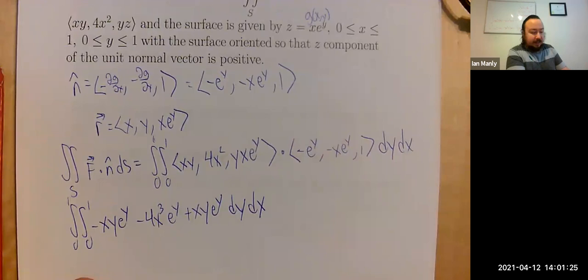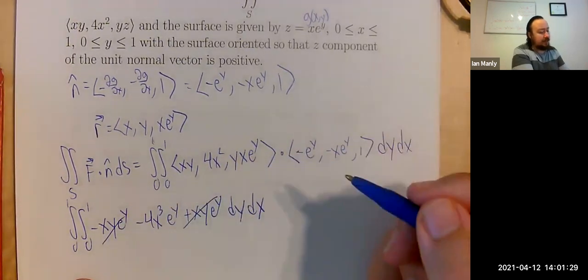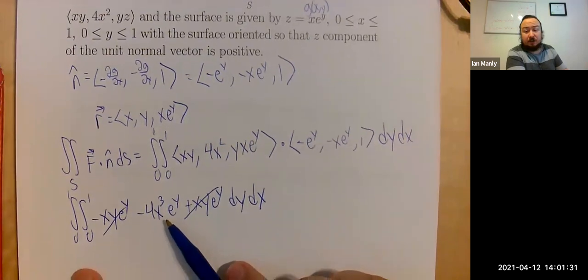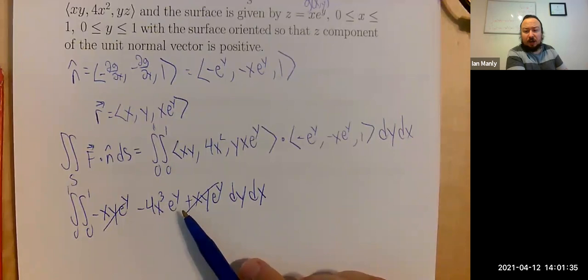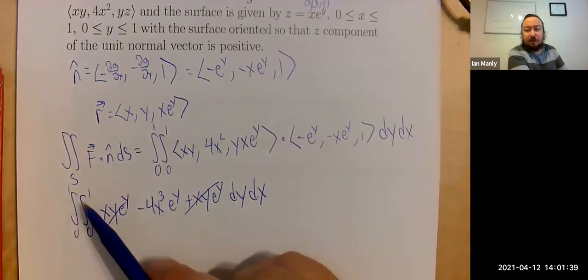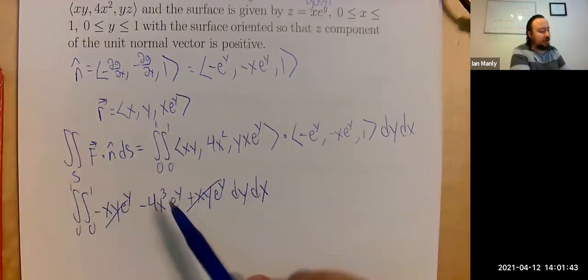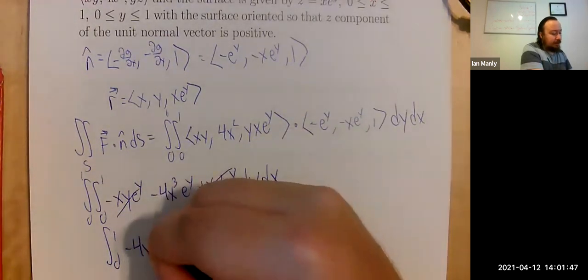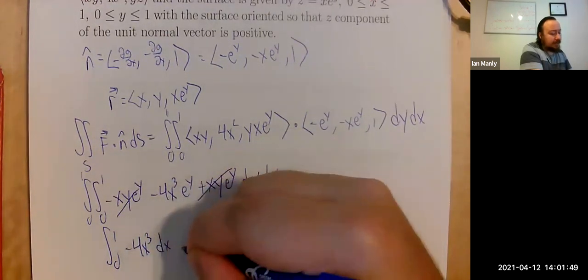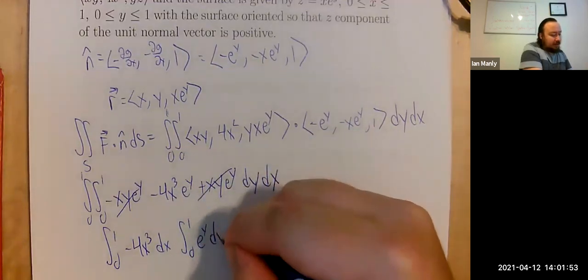All right, and there we go. Now this is actually pretty nice because this and this will cancel out. So we're just doing the integral of negative 4x cubed e to the y right here. Now this is especially nice because we have all constant bounds for our integral, so we could just split this up over multiplication. So we do the integral from 0 to 1 of negative 4x cubed dx, and the integral from 0 to 1 of e to the y dy.